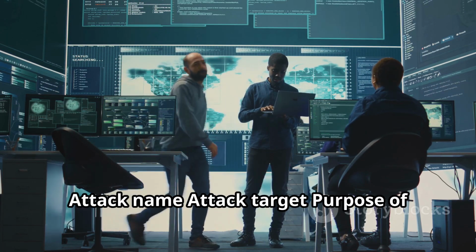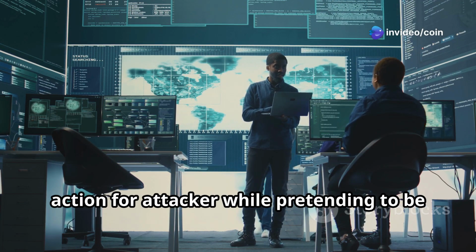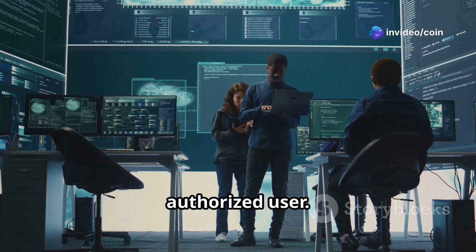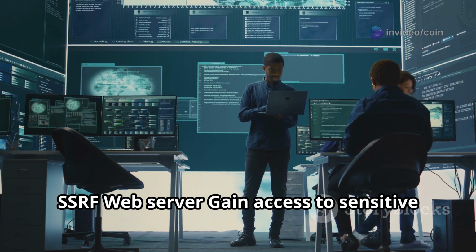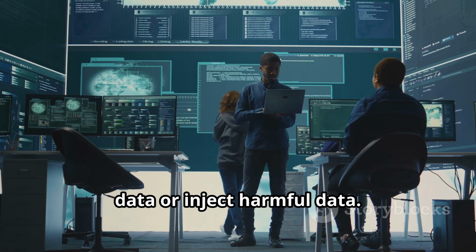Attack name, attack target, purpose of attack. CSRF: user. Force target to take action for attacker while pretending to be an authorized user. SSRF: web server. Gain access to sensitive data or inject harmful data.